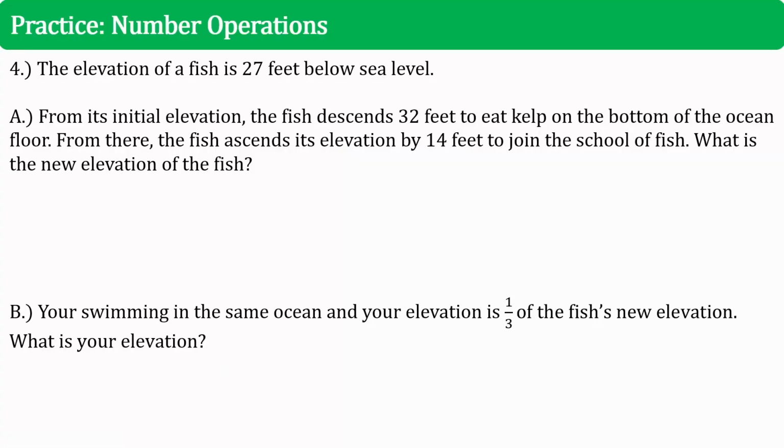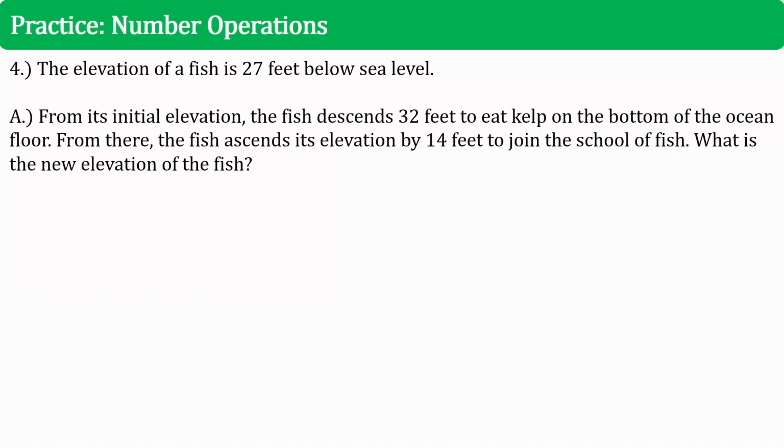Number 4, here we're going to look at part A. Notice that the elevation of a fish is 27 feet below the sea level. From its initial elevation, the fish descends 32 feet to eat kelp on the bottom of the ocean floor. From there, the fish ascends its elevation by 14 feet to join the school of fish. What is the new elevation for the fish?